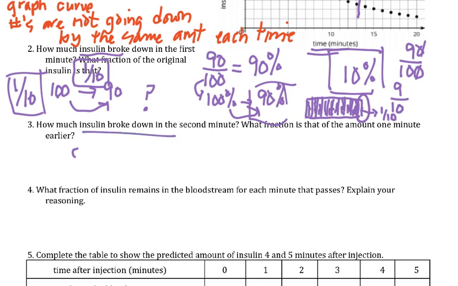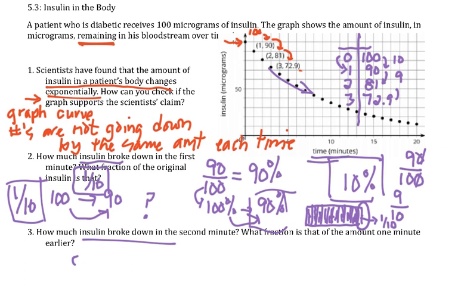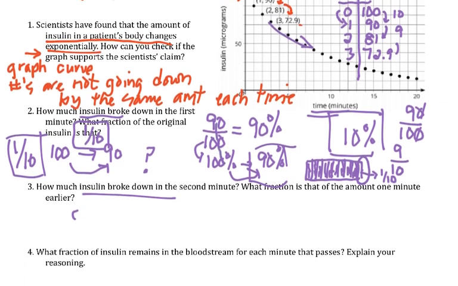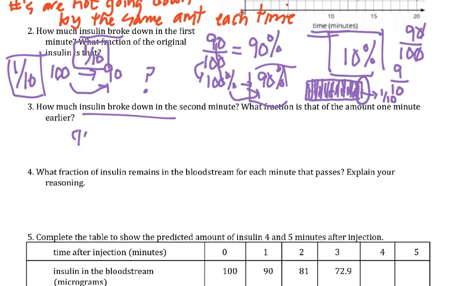Okay, well, let's go up and look. I went from 90 to 81. So let's go up here. So 90 to 81. Okay, what do I multiply 90 by to get to 81? Well, I know it's got to be smaller, right? So let's do it this way. If I take 81 over 90, divide the top by 9, divide the bottom by 9, what do I get?